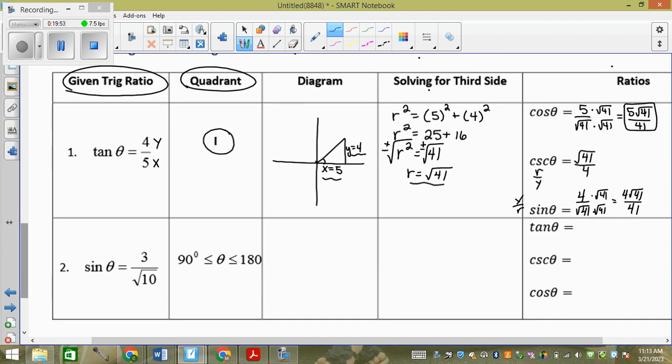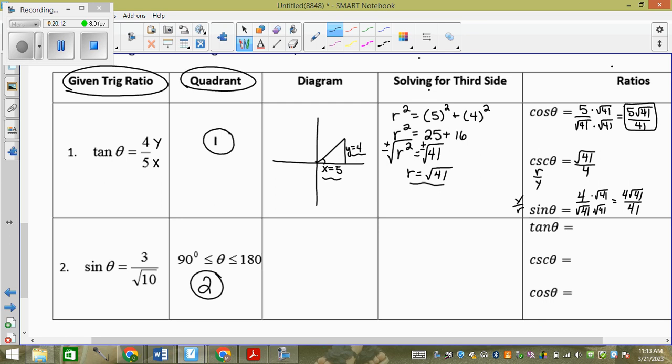It doesn't give me a quadrant. It doesn't say 1. It doesn't say 2. It doesn't say 3. It doesn't say 4. But it says between 90 and 180. What quadrant is between 90 and 180? 2. So it's indirectly saying 2, right? Like it's a fancy way of saying quadrant 2. That's it.